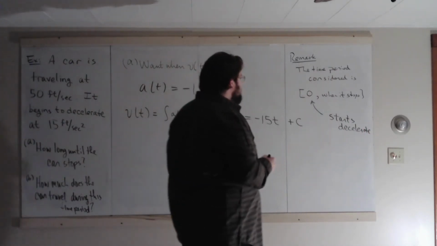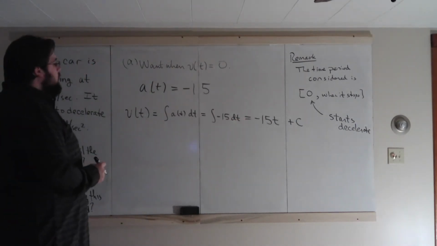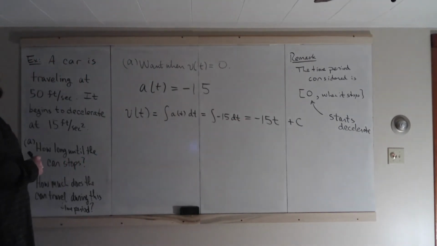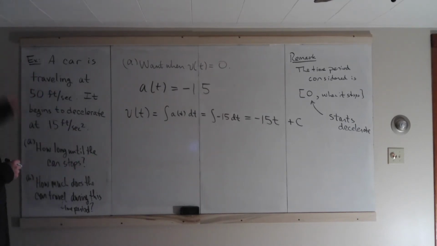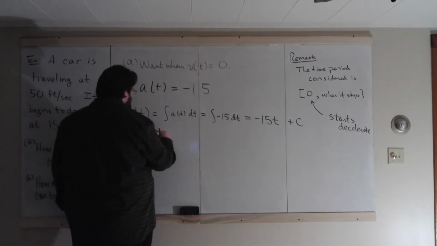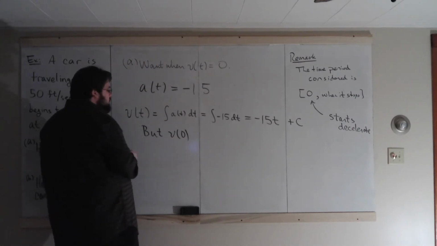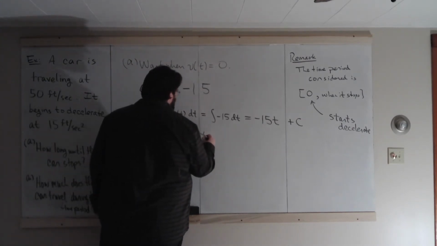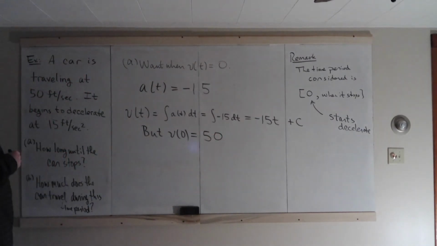So time 0, we're just going to move our y-axis so that time 0 occurs when the car starts to decelerate. When that happens, at that instant, the car is traveling 50. So we'll say the velocity at the beginning of our deceleration period, the velocity at 0, equals 50 feet per second. Well, v of 0 equals 50.